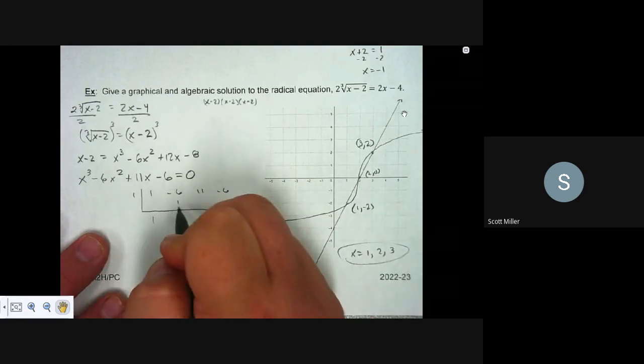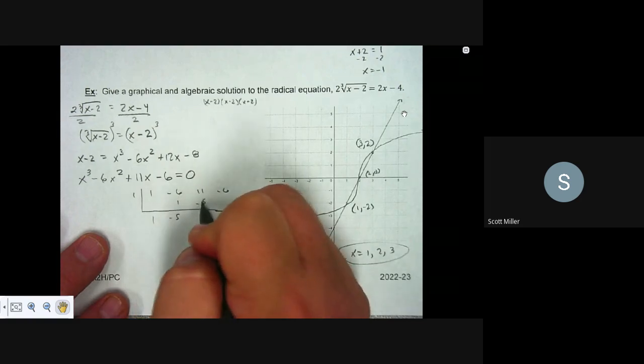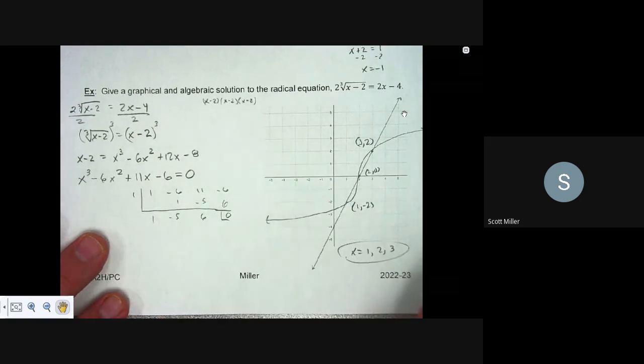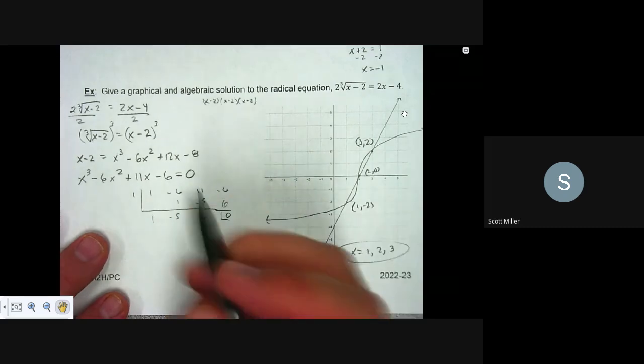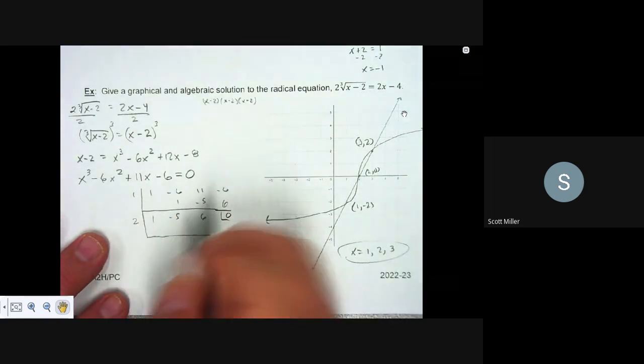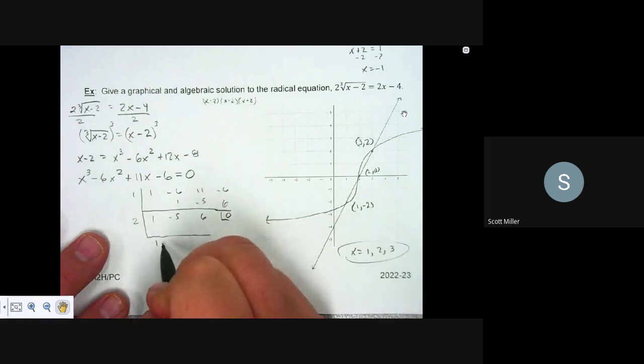1 times 1 is 1. This is negative 5. This is negative 5. Subtract this gives me a 6. And sure enough, we have it. See that? And then we looked at it on the calculator. We saw another possible rational zero was at 2. Okay? So we keep going.